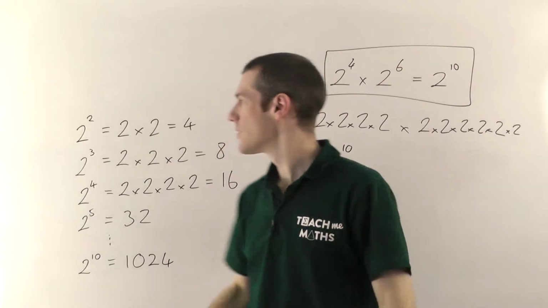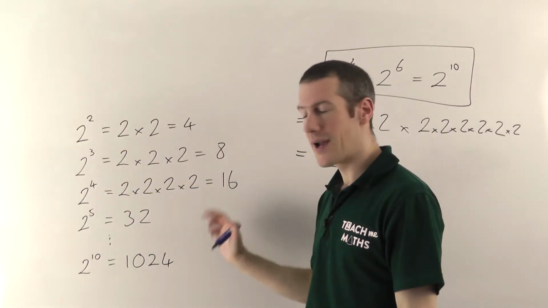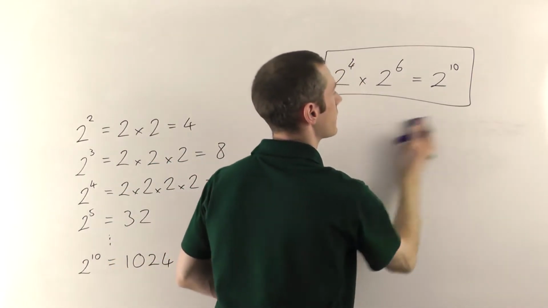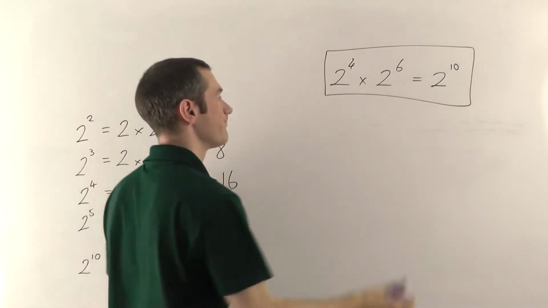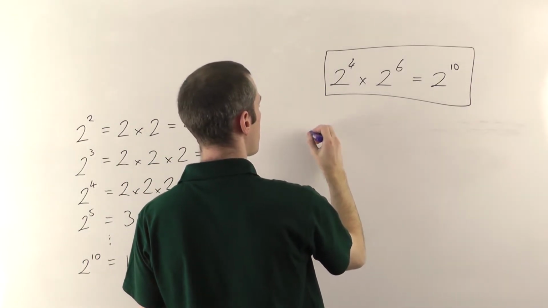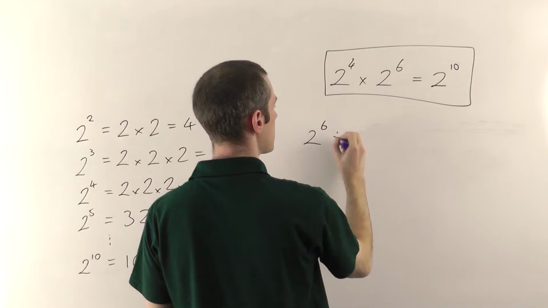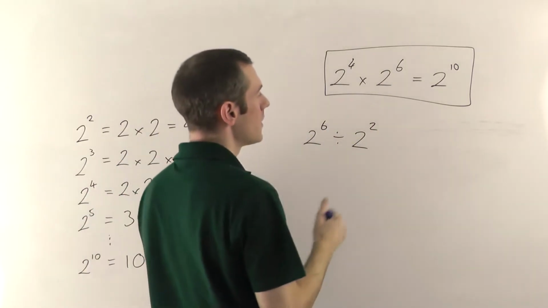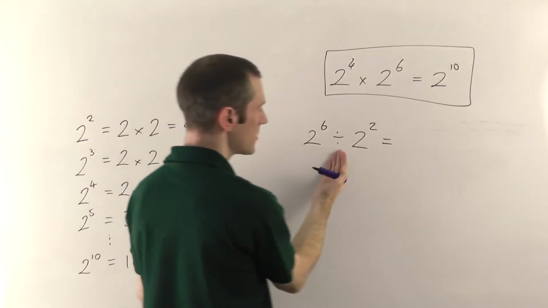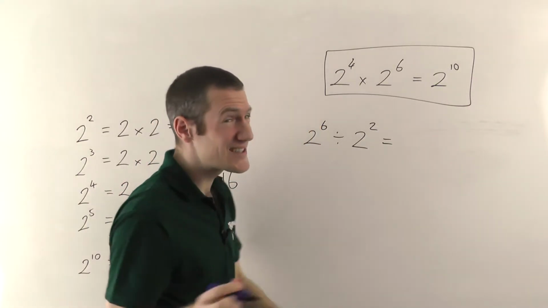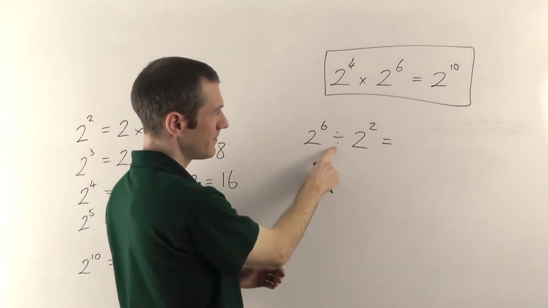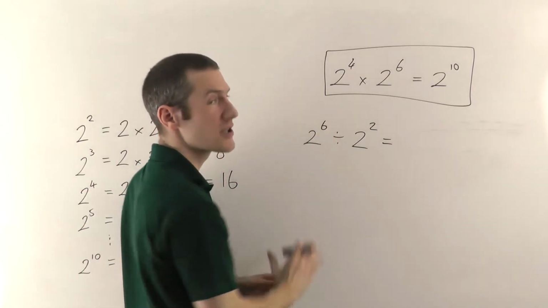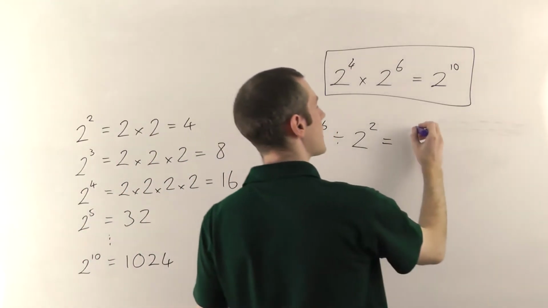Alright, so that was multiplying, but there's something else we can do here, which is divide. So imagine I've got 2 to the power 6 divided by 2 squared, let's say. Because it's a division, you can write this as a fraction. And in general in maths, we prefer fractions to this division sign. This division sign is a bit old-fashioned, it can be a little bit ambiguous, and I try not to use it if possible. You're always better off writing it as a fraction.